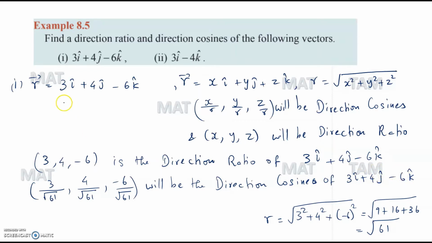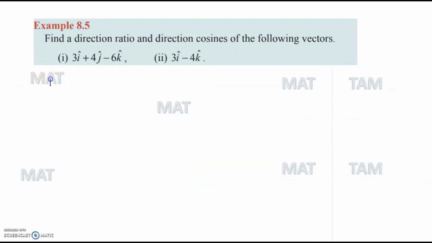It's very simple. You take the coefficients of i cap, j cap and k cap. They become the direction ratio. Then you find the length of the vector, which is r is equal to square root of x squared plus y squared plus z squared, and then take the coefficient of i cap divided by the total length of the vector r, similarly y divided by the length r and z divided by length r will be your direction cosine.